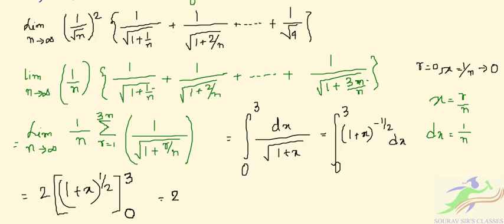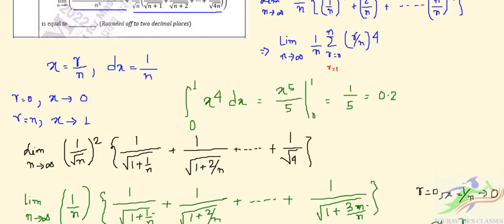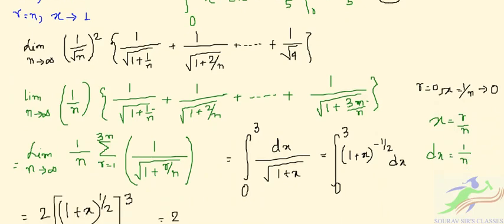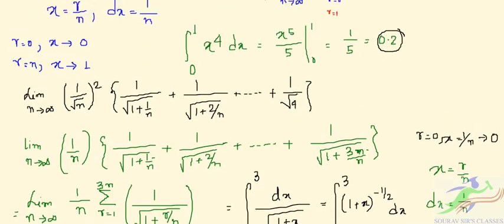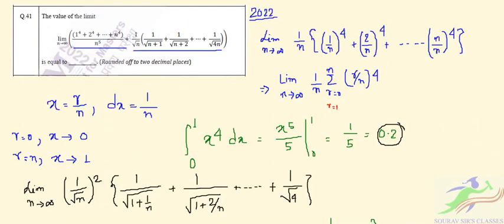From here you can see that from the first expression we have 0.2, and from the second expression we have 2. So the summation is 2.2, rounded up to 2 decimal places. So the value of the limit is coming as 2.2. So we can write it as 2.19 to 2.21.